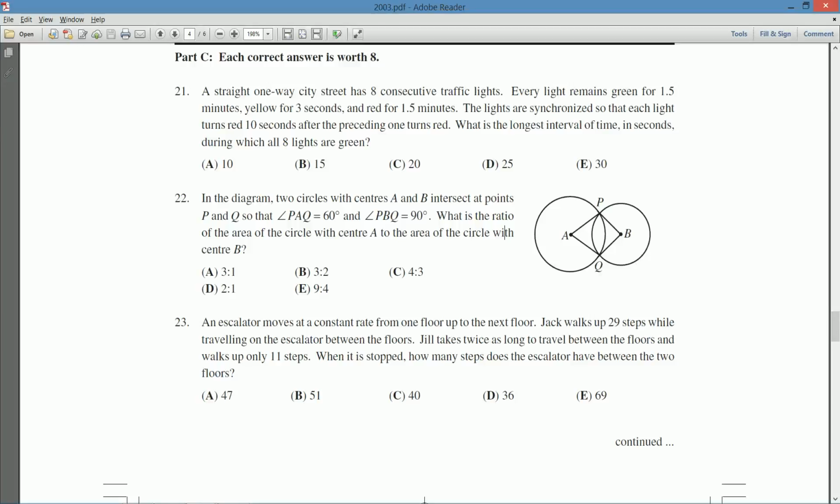So, question 22. In the diagram, two circles with centers A and B intersect at points P and Q, so that PAQ is 60 degrees and PBQ is 90 degrees. What is the ratio of the area of the circle with center A to the area of the circle with center B? Okay. Well, how do we figure out areas of circles?